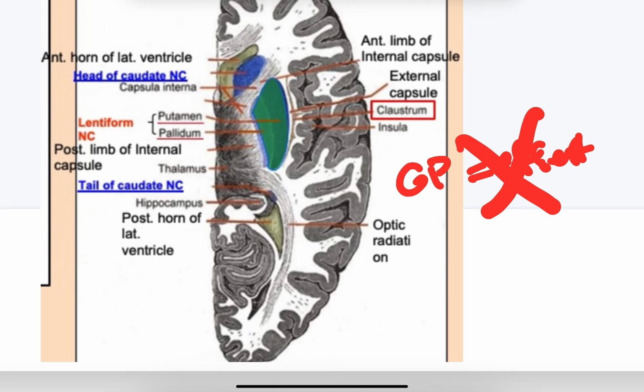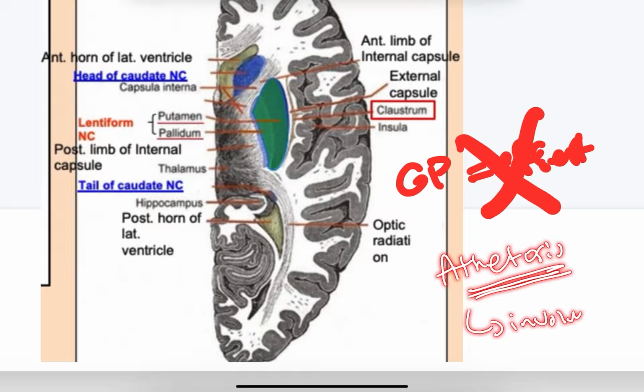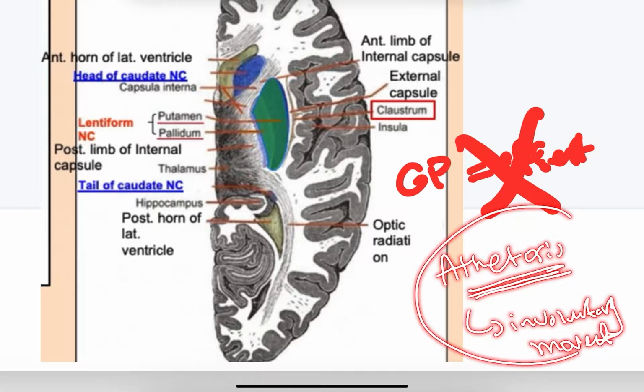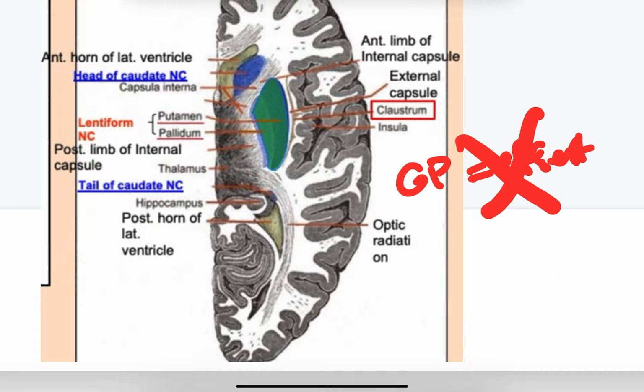It will cause something called athetosis, which is a type of involuntary movement. So this is the first clinical correlation. Athetosis, which is a part of the involuntary movement. And remember that the globus pallidus is divided into a globus pallidus interna and a globus pallidus externa.